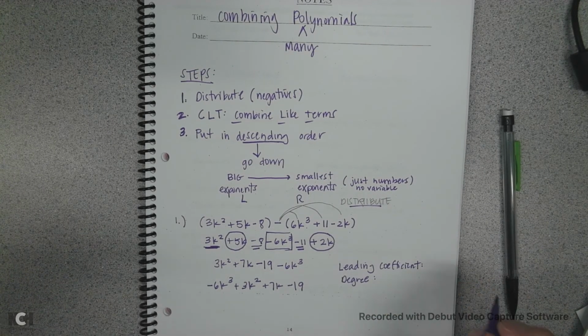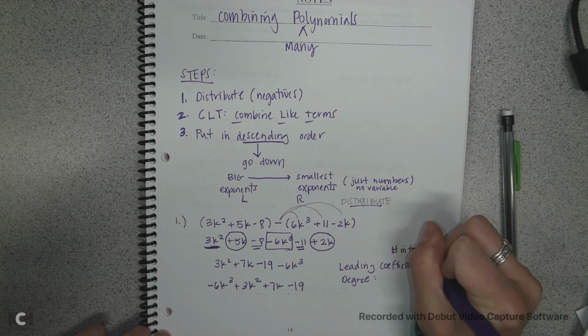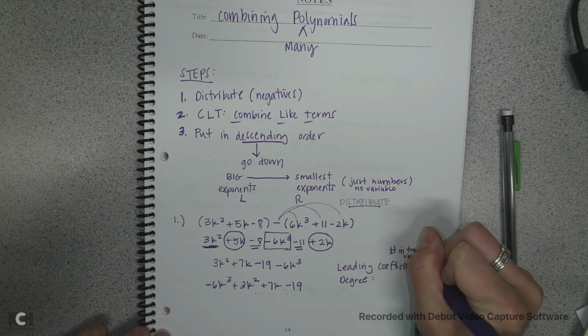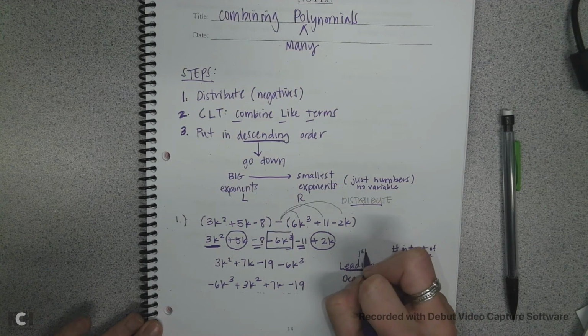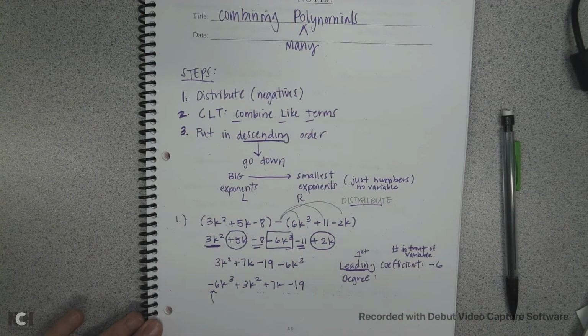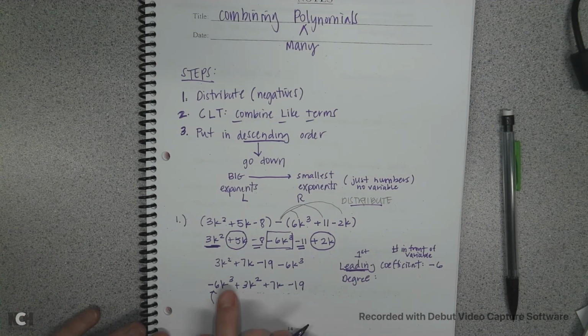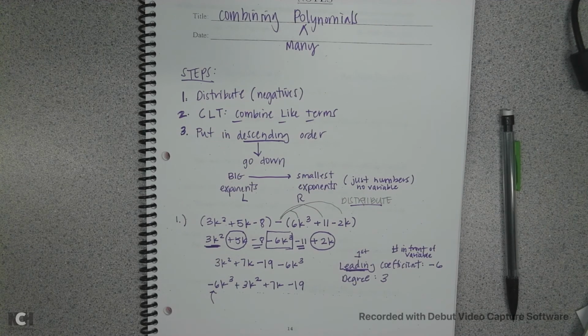So the leading coefficient is our number in front of the variable. And leading means that it's leading the line, it's first. Okay, so the first number in front of the variable. Well, that's over here, and it's a negative 6. So our leading coefficient for this simplified polynomial is a negative 6, and the degree is the furthest left exponent, so the largest exponent that we have, which is 3. So the degree of this polynomial is 3.